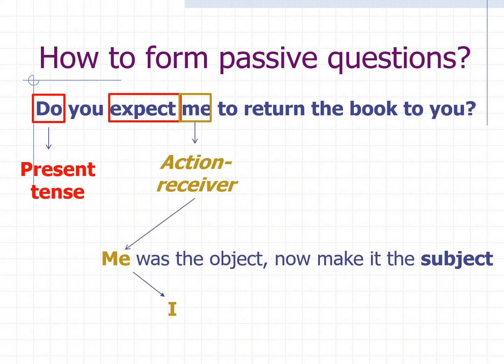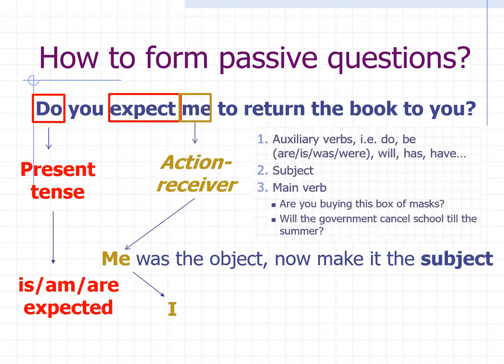Now, we have to change the verb into a passive verb in present tense. And if you remember, it is a verb to be plus PP. That would be is, am, are, and then the PP would be expected. Just to remind you, in a question, we have to follow this order: first the auxiliary verb, then the subject, and then the main verb. So when we form the question, we have to keep that in mind. The order should be, am I expected? We have to use am because the subject now is I. That's why we choose am as the auxiliary verb.